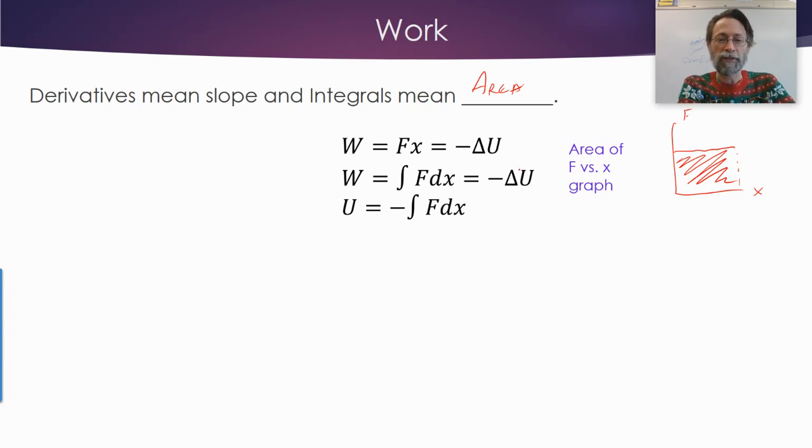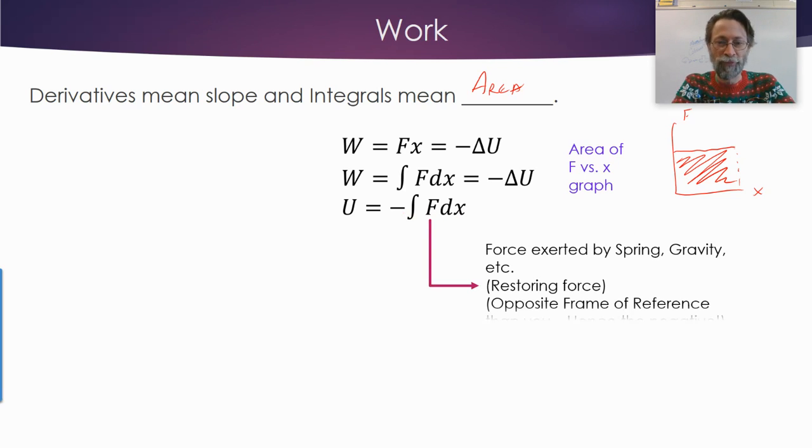If I rearrange that so that I'm looking at the potential energy, then I can say that the potential energy is the negative integral of the force with respect to the position. The force is the force that is exerted by the spring or the gravity, or it's the restoring force. So you have to get out of the mental mindset. This is not the force that you're putting on the system. It's the force that the system is putting on itself to get itself back to its normal position or its equilibrium. Because that's the opposite frame of reference, that's why we include the negative there. So it's not your frame of reference, it's the frame of reference of the system.